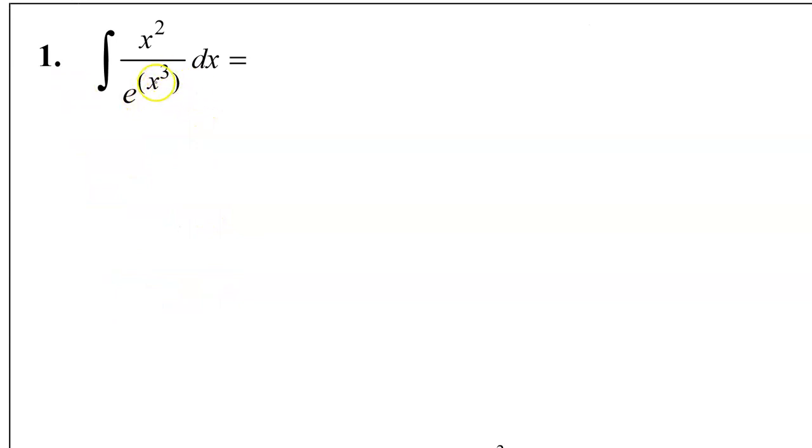Instead of letting u equal just the exponent, let's try letting u equal the entire denominator. So in this case, u will equal e to the x cubed power. Then u prime will equal, well, let's see, the derivative of e to the something is still e to the something. So I will start off with e to the x cubed power. However, we do need to do the chain rule and multiply by the derivative of this inner function. So I multiply by 3x squared.